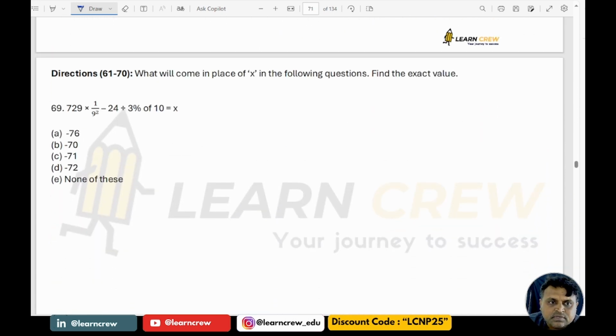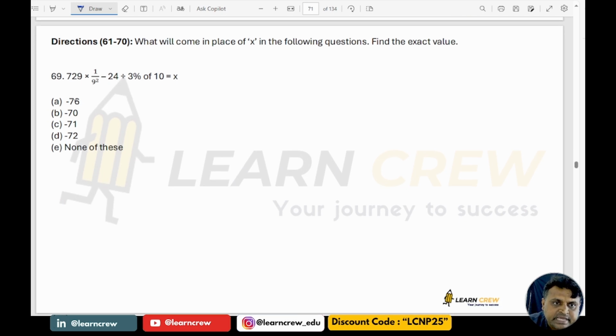Next, question number 69. 9 square, 81 9s are 729. 3% of 10 is 0.3. 0.3 means 3 by 10. 3 by 10 means it becomes 10 by 3. 240 by 3 is 80. 9 minus 80. 9 minus 80 is minus 71. Minus 71.